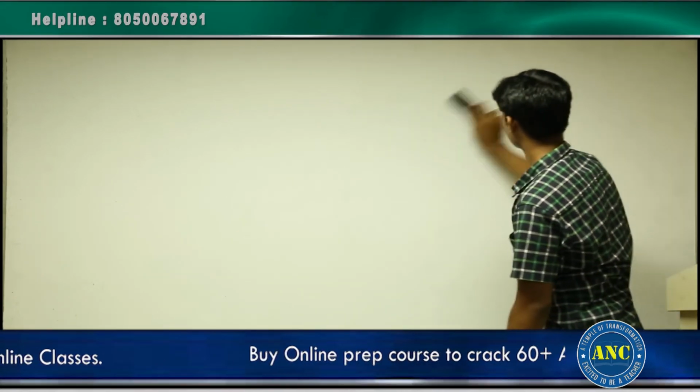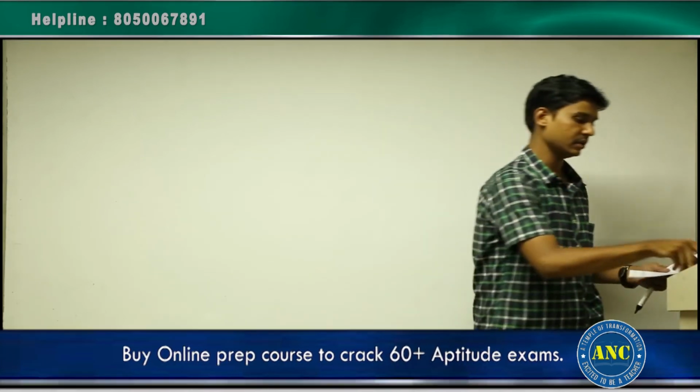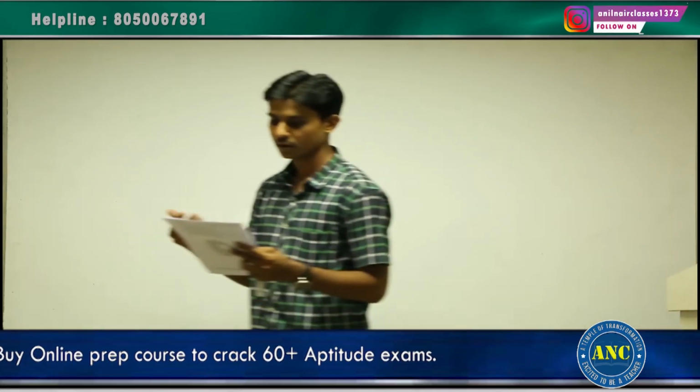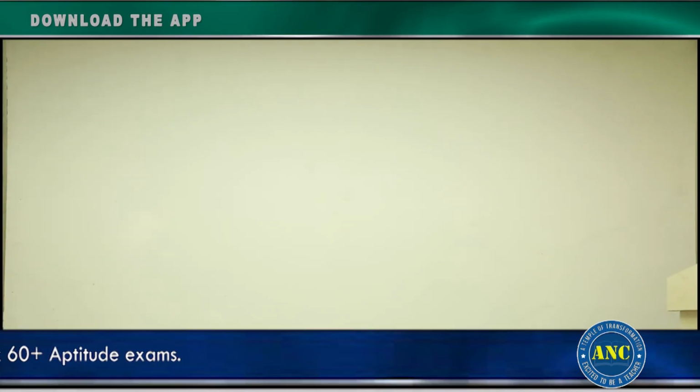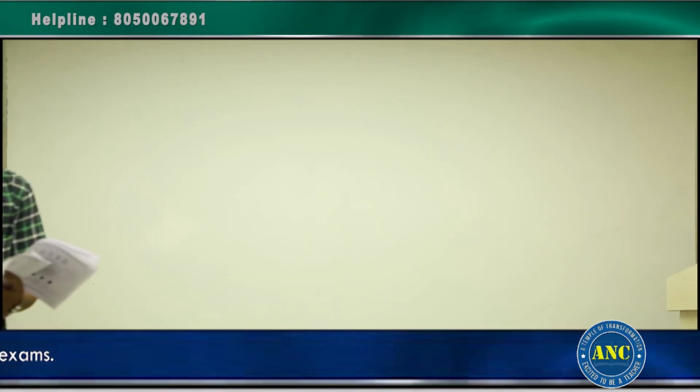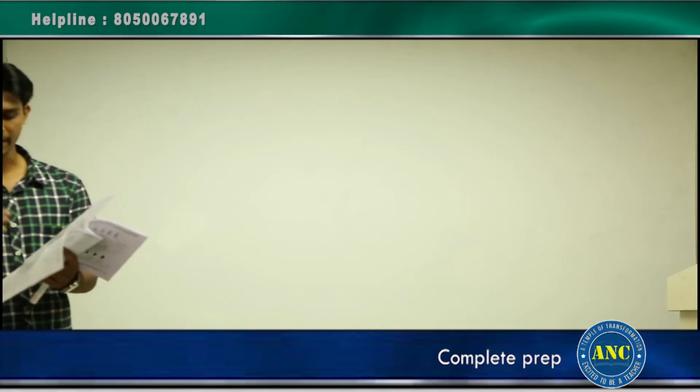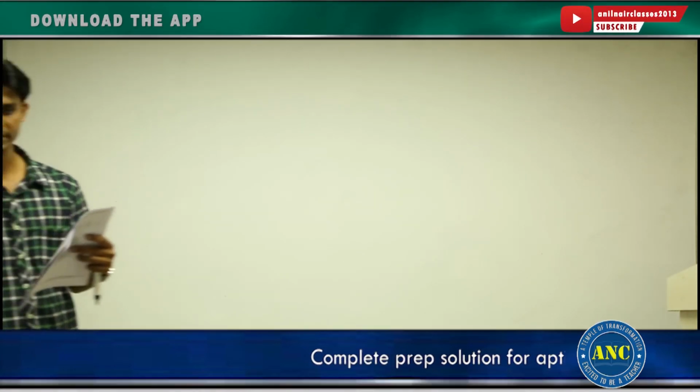Please see your sheet. If you observe the sheet, in the bar graph there are 4 to 5 case sets. In the pie chart, there are 4 to 5 case sets. Similarly, tabular form and line graph also. Okay, first we will start with bar graph.